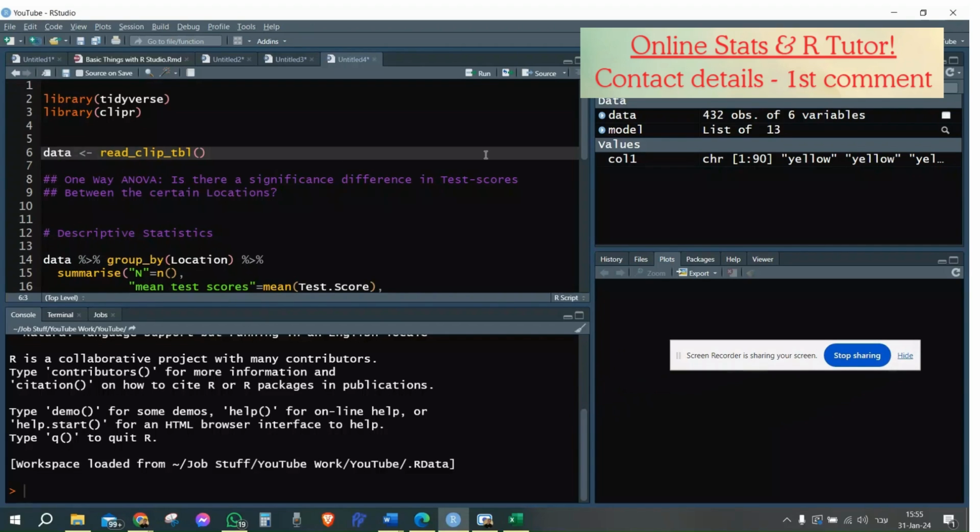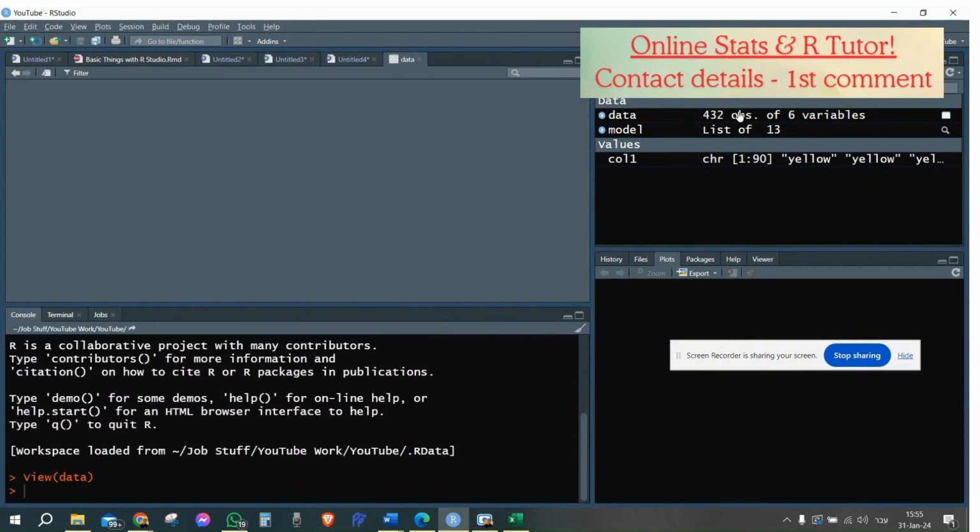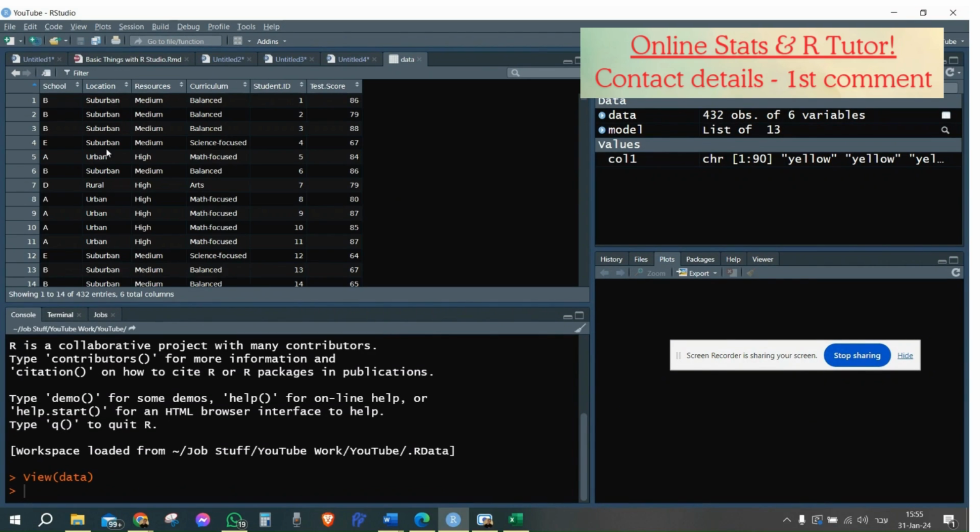This is the data set. Let's take a look at it. It's already inside, so we can see the data here. We have schools, location, resources, curriculum, student ID, and the test scores of a student.